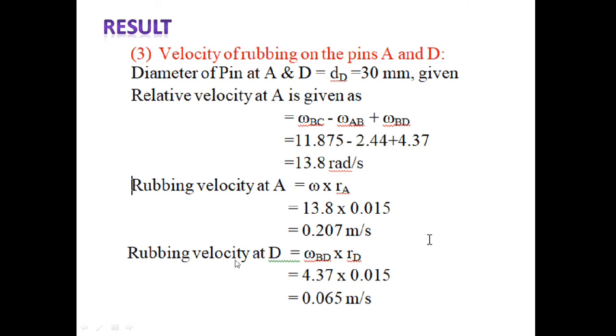Rubbing velocity of the pin at D is angular velocity of BD times radius of D. Already we measured the angular velocity 4.37. Substitute here and multiply with the radius of pin D, 0.015. We got 0.065 meter per second. That's how we find it out.